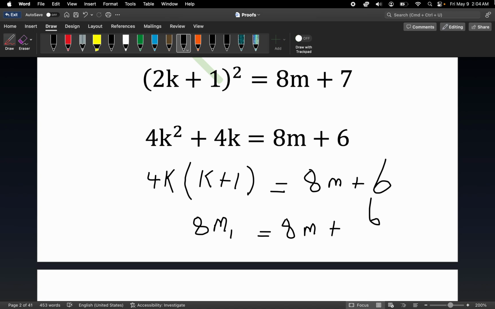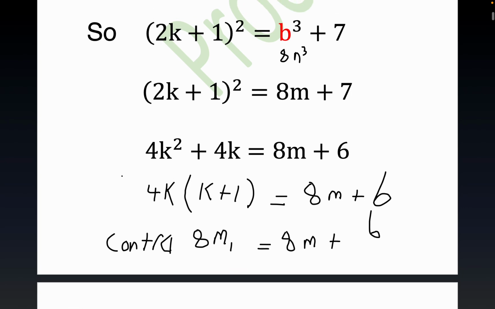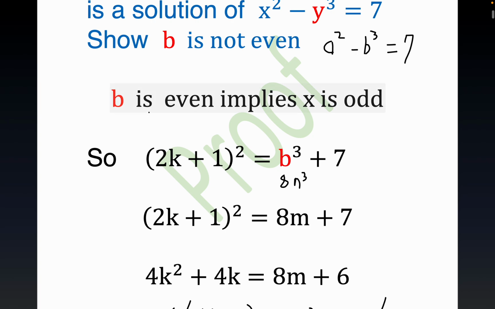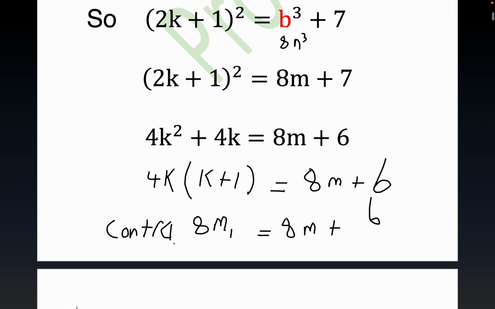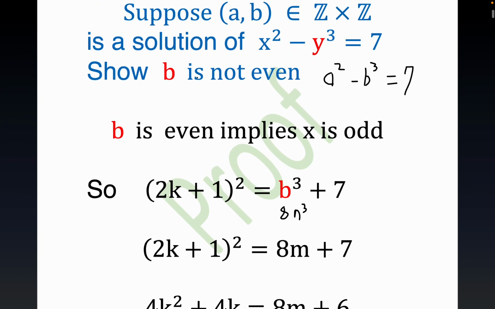I'll just put it off to the side here, and I'll be lame and just abbreviate it: contradiction. So what does it contradict? It contradicts that we assumed that b is even. We assumed that b is even and reached this contradiction. Therefore, b is not even. QED time.